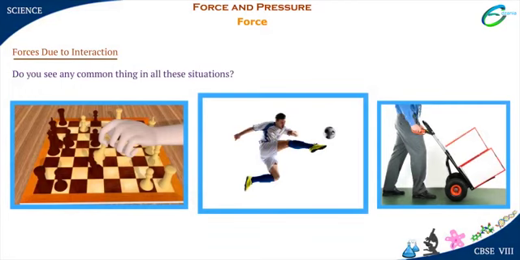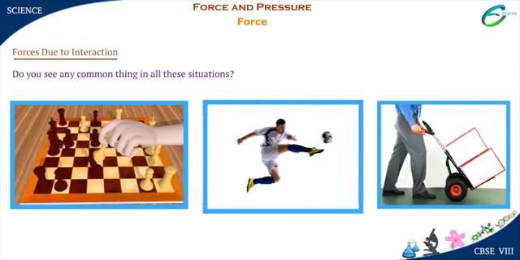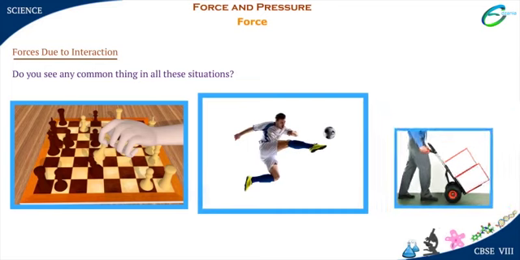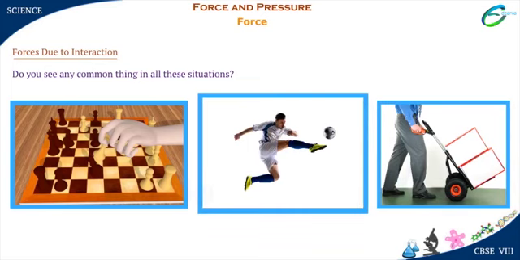In the first image, the hand of the man is in contact with the pawn. In the second image, the leg of the man is in contact with the football. In the third image, the hand of the man is in contact with the trolley. We can say that at least two objects must interact for a force to come into play.